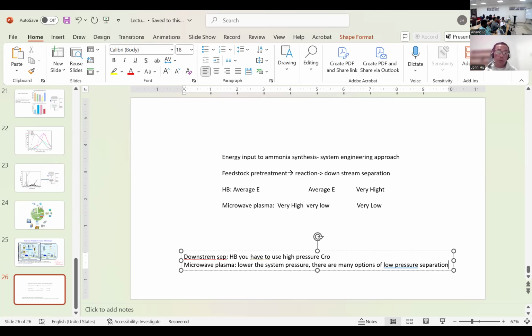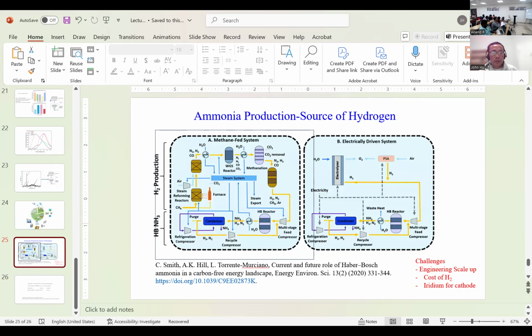Now, when you lower the pressure using plasma, for your downstream separation you can adopt so many commercial processes. That's the key. Microwave plasma, lower pressure, leaves you a lot of options. That's energy saving. Okay, so how expensive? Remember in the first class, how expensive cryogenic was? Let me go back here. Now I got it. You know what I'm saying, all right?